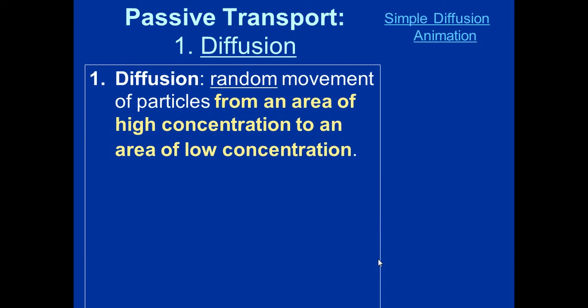Diffusion is the random movement of particles from an area of high concentration to low concentration. Think about being tightly packed into an elevator with lots of other people around you. When those elevator doors open, the natural thing to do is for you, in a high concentration, to spread out into an area where there are less people.